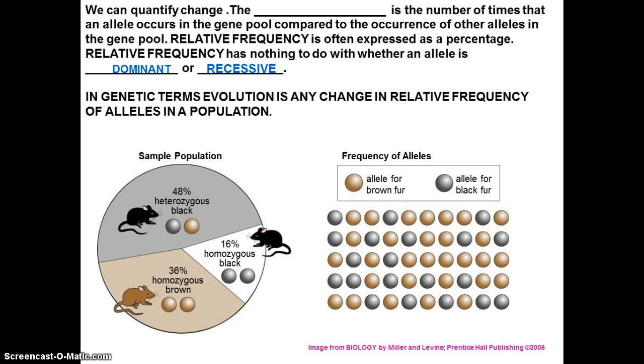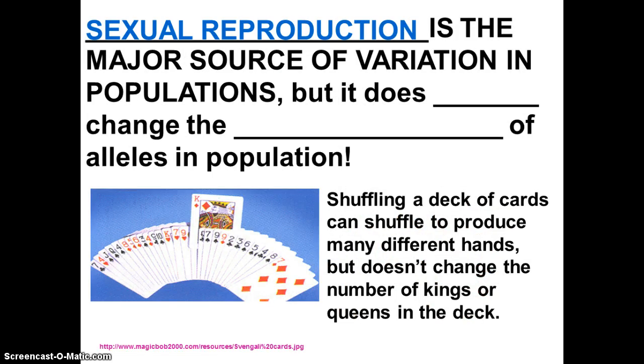Now like I said, we can quantify that change, and we say that relative frequency is the number of times that an allele occurs in the gene pool, and we're measuring the number of dominant or recessive. In this case, for example, if you're looking at mice, we'll look at the dominant allele and the recessive allele, and basically we're counting the frequency of that allele. Sexual reproduction is a major source of variation, but it does not change the relative frequency of the alleles. It's just shuffling those alleles around.